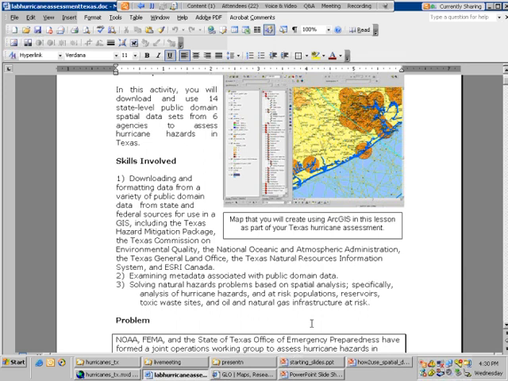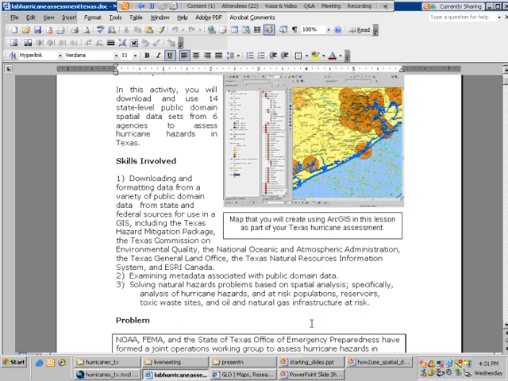And number two, examining metadata associated with public domain data, right? That's one of the things that always runs through what we're trying to get across to the students. Know where your data came from. Is it of sufficient quality for you to use? What are the limitations of the data? Just because it's a map and just because some agency hosted it doesn't mean it's perfect.